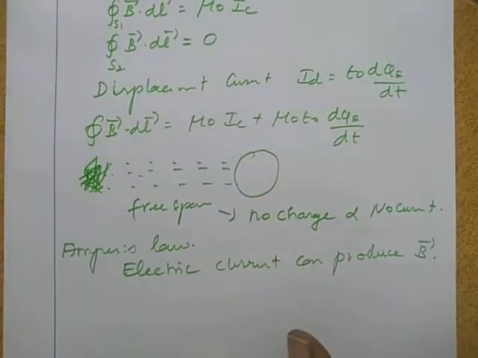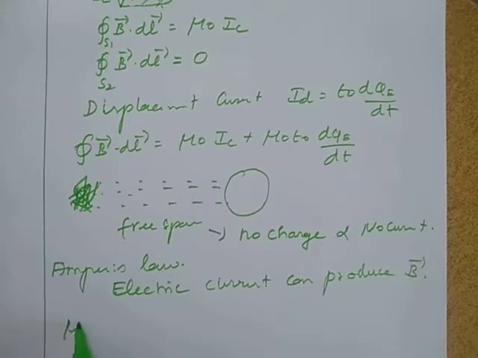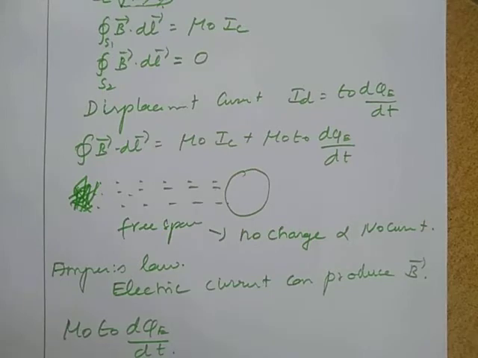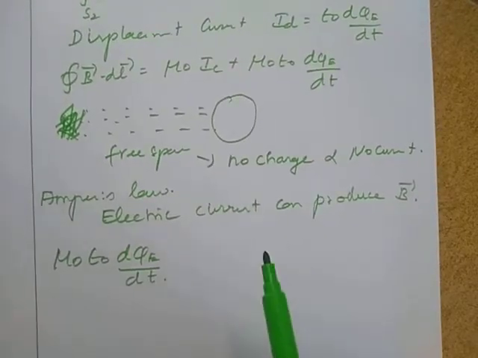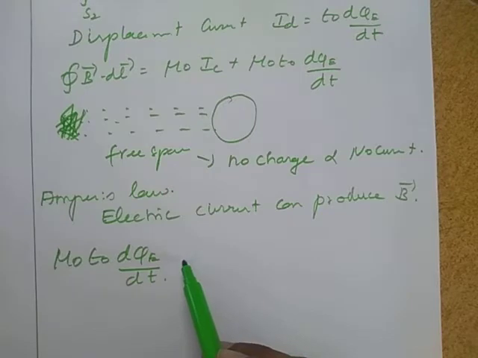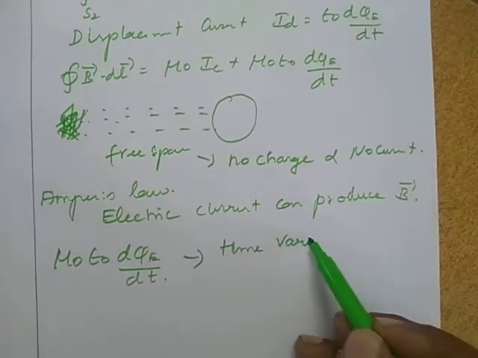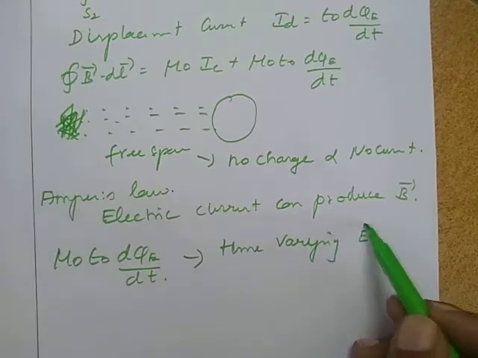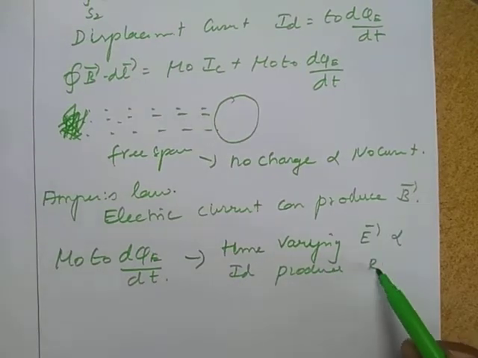So the Maxwell correction term in Ampere law says this: the Maxwell correction term, mu naught epsilon naught d phi_E by dt, says that a time varying electric field or the displacement current can also produce magnetic field. This term represents a time varying electric field or displacement current producing magnetic field.